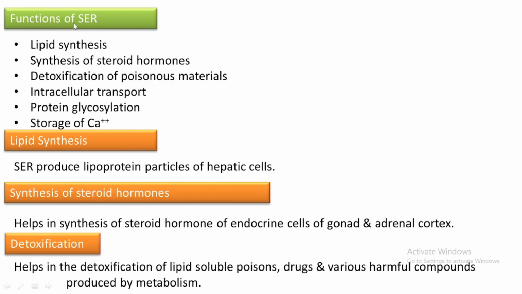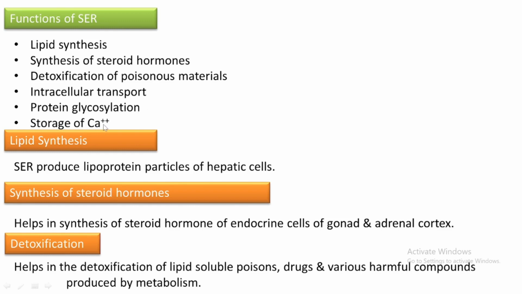Then, moving to the functions of smooth endoplasmic reticulum. We already understand that it is concerned with lipid synthesis and also the synthesis of steroid hormones. It also helps in detoxification of poisonous materials, especially those that reach hepatic cells or liver cells. And it also helps in intracellular transport. Intra means transport within the cell. Then protein glycosylation, that process happens here also.